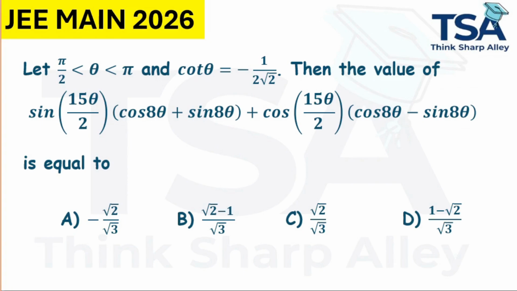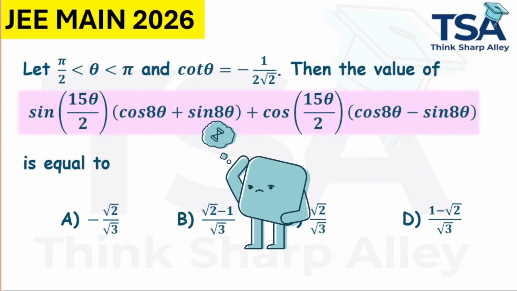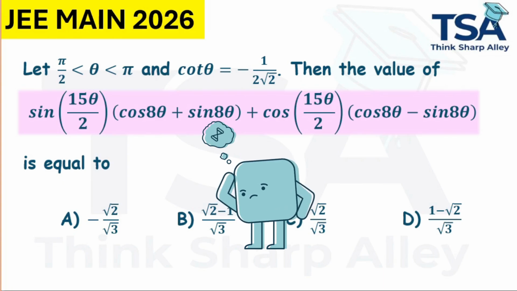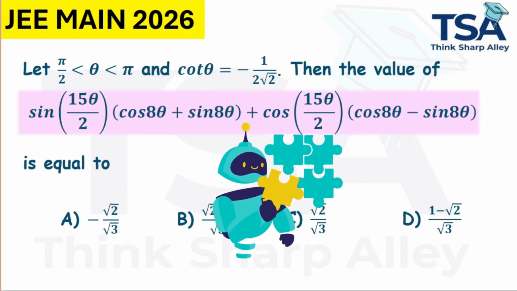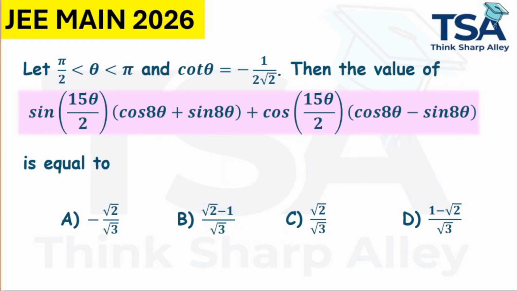At first glance, students will see fractional compound angles like 15 theta by 2 alongside large multiple angles like 8 theta, and completely lose their minds thinking they need to use complex half-angle expansions or calculate giant values. The sharp move here is a masterclass in identity bundling. The massive trigo expression collapses beautifully into a standard compound angle identity before you even touch the value of theta.